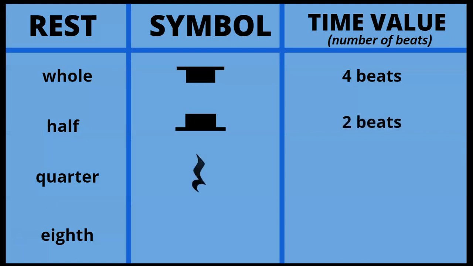It is quite complicated to draw. It kind of looks like a skewed letter Z with a small letter C on the bottom. It has a value of 1 beat. The 8th rest is denoted by this symbol, which looks like a small number 7 with a little blob on the end. It has a value of 1/2 of a beat. You can pause the video to have a closer look at the rests.